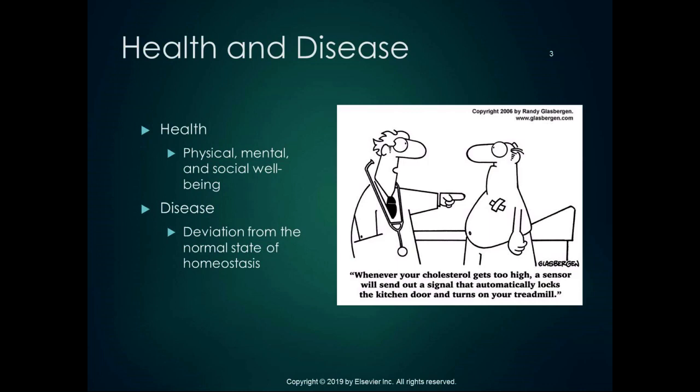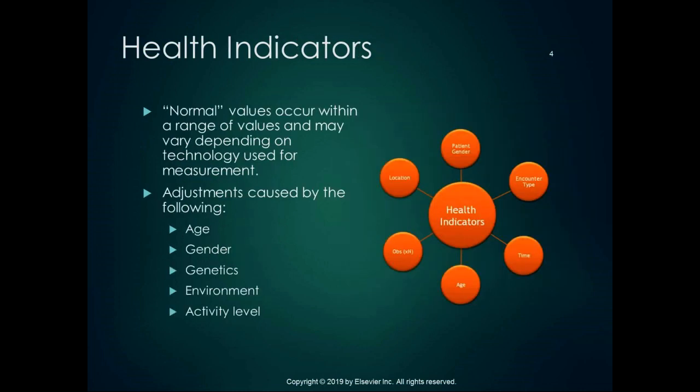So in PT, of course, we're largely concerned with the physical health of people, but the mental and social part come in as well. So health indicators are normal, in quotation marks, values that occur within a range of values and might vary depending on how you measure it. For example, you're taking somebody's temperature, oral temperature versus a rectal temperature versus an axillary temperature, it's going to be different. And so the technology that you use for measurement can cause it to vary.